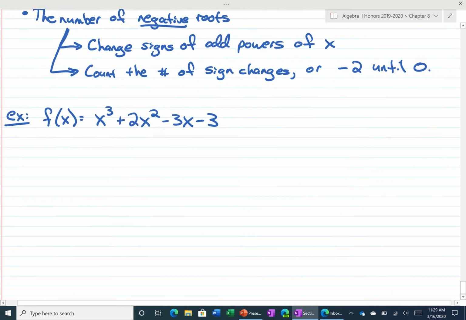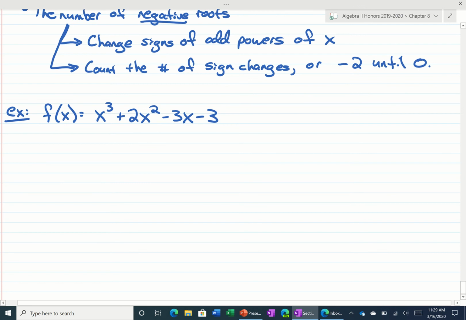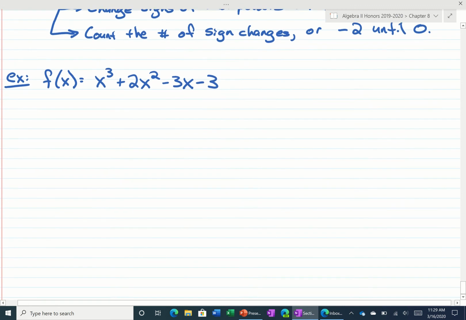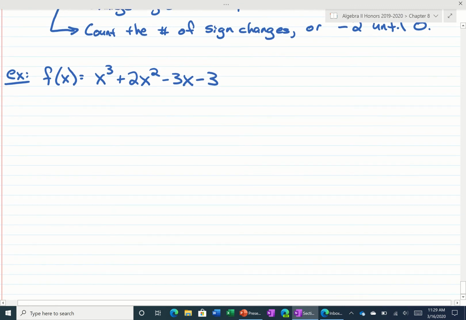Okay? So all we're going to do is figure out the number of positive, negative, and imaginary roots for this polynomial. It's not important right now to know what they are, we're just trying to figure out how many of each we should get. So let's start with total. Total is going to be 3 roots because the highest power of x is 3.